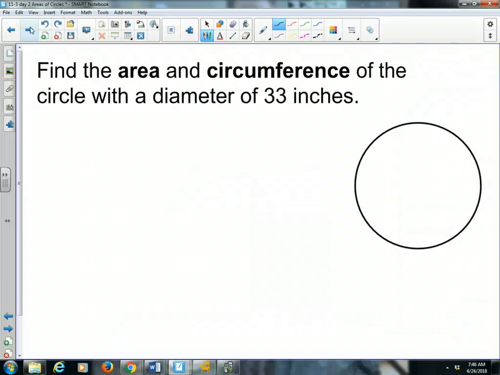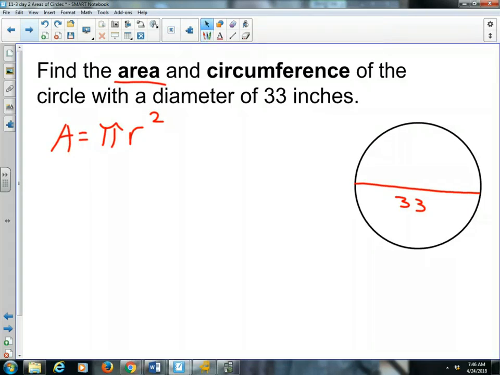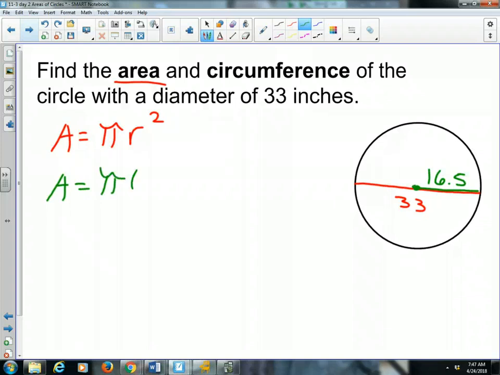So, very basic one right here. Find the area and the circumference of a circle with a diameter of 33 inches. So if it has a diameter of 33 inches, okay, the area of a circle is pi radius squared. So if the diameter is 33, that means the radius is 16.5. So the area equals pi times 16.5 squared.